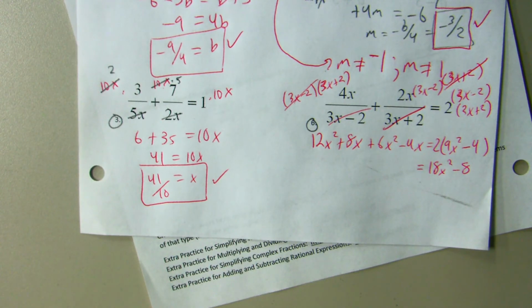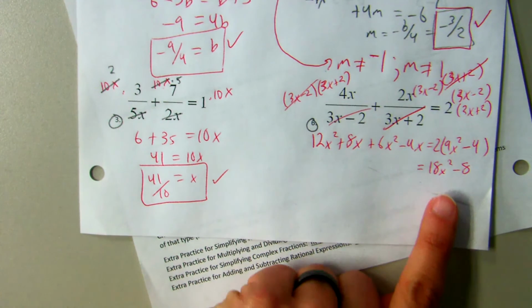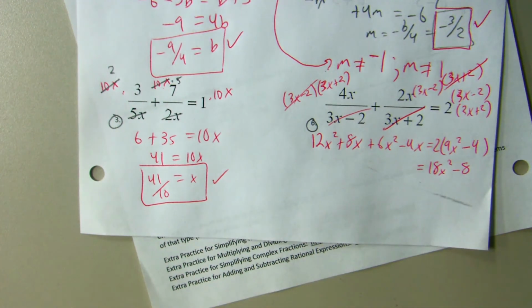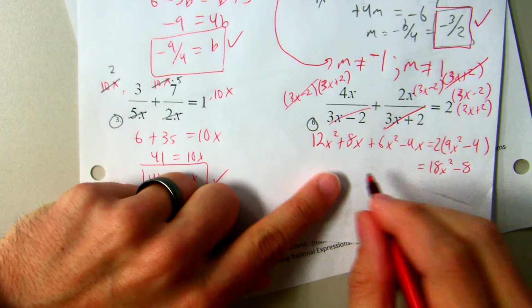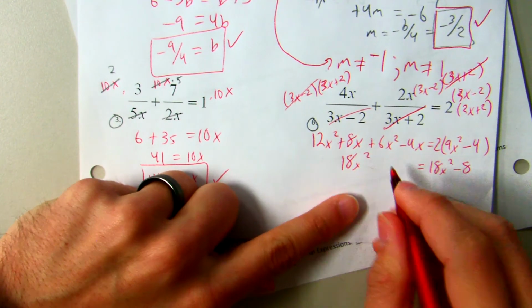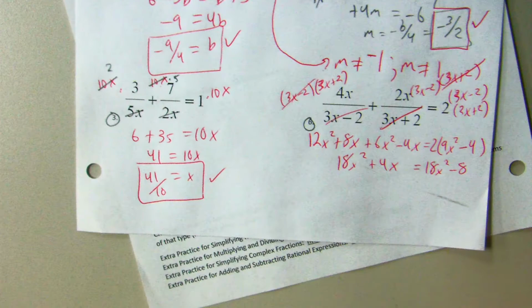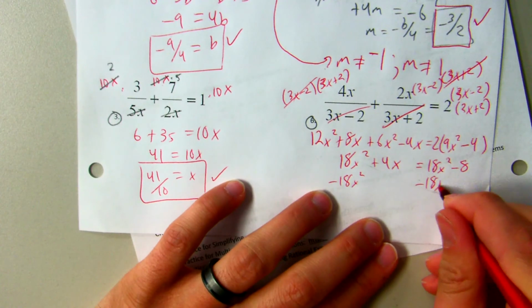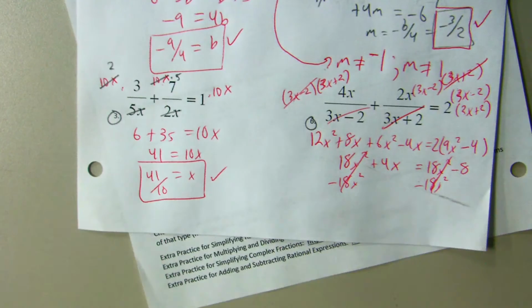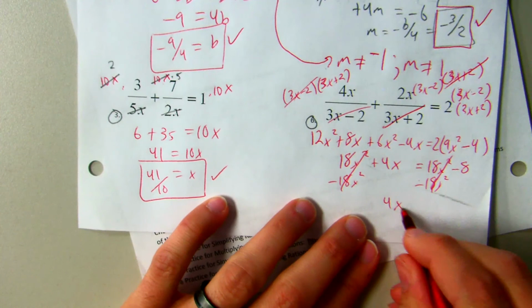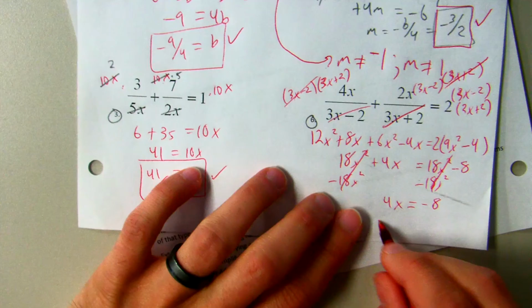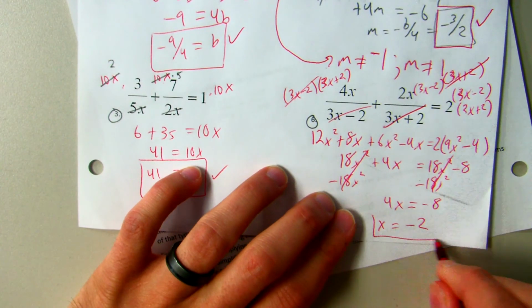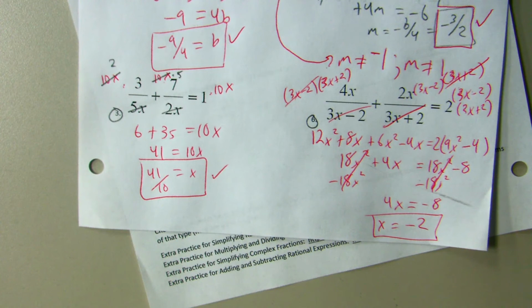Okay, so the right side, after you distribute that 2 and FOIL, that stuff looks like it's equal to 18x squared minus 8. So if I start to combine this stuff together as well, subtract 18x squared from both sides. You're left with 4x equals negative 8. So x equals negative 2.